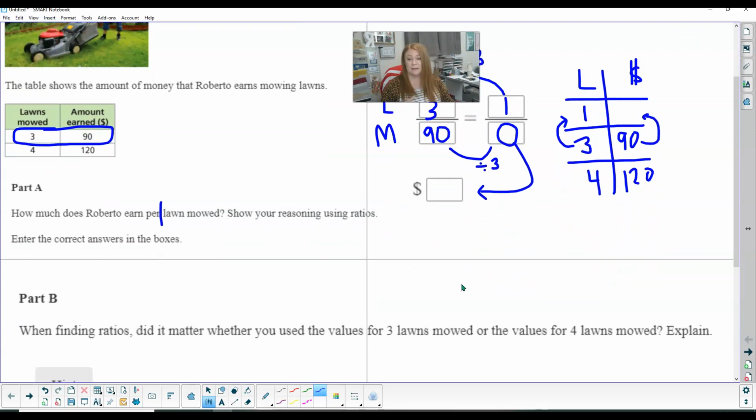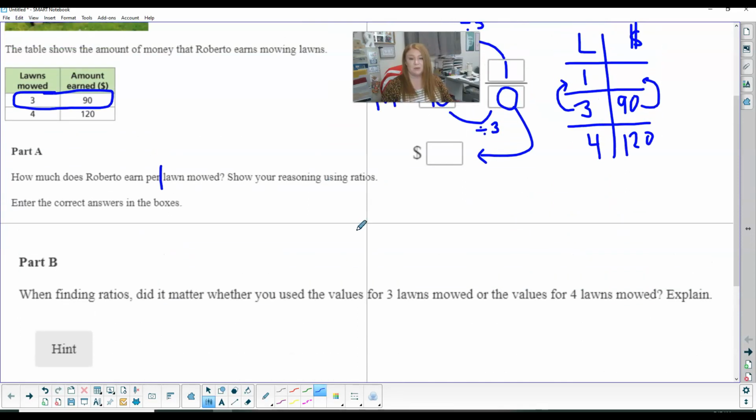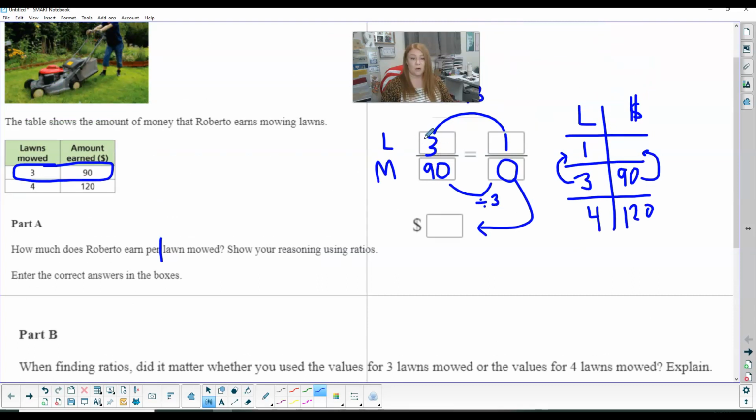mows 1 lawn. So when we are finding the ratio, did it matter whether we used the 3 or the 4 here? So go ahead and explain. Could I have found it if I did 4 over 120 equals 1 over my money? Could I have done that using that ratio and found that same answer? I wouldn't have been able to divide by 3, but could I have found that using that problem? Let's go ahead and do number 1 and come back when you are ready for number 2.